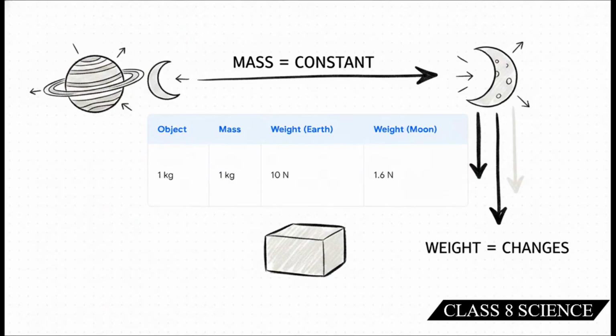So, an object with a mass of 1 kilogram has a weight of about 10 newtons on Earth, but only 1.6 newtons on the Moon. Why? Because the Moon's gravity is just much weaker. The absolutely crucial point to remember here is this. Mass stays the exact same everywhere, but weight completely changes depending on a planet's gravity. Never confuse the two in your exam.